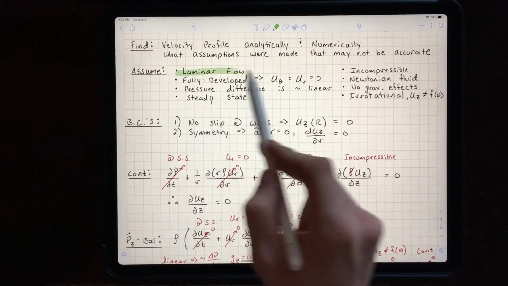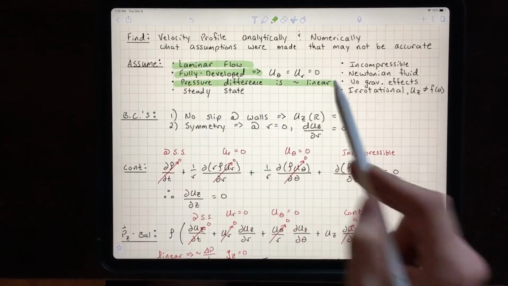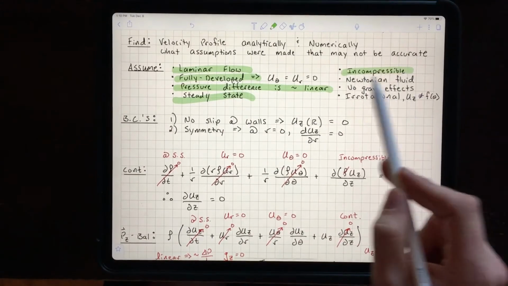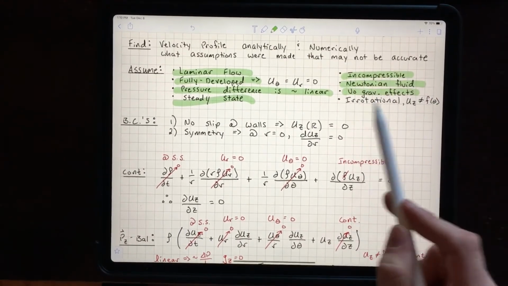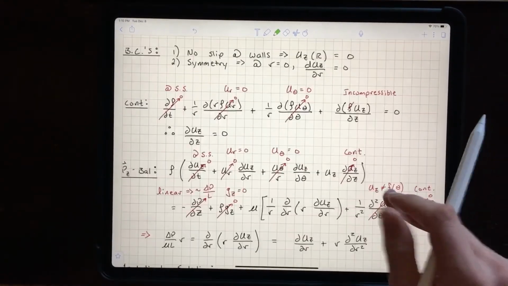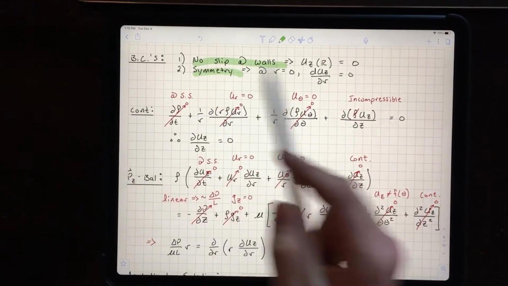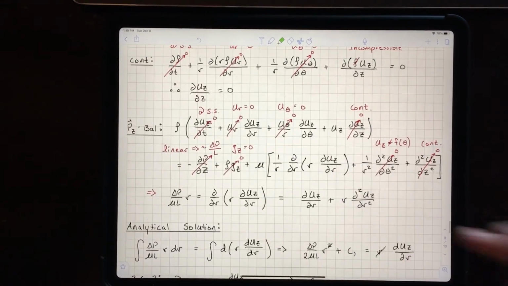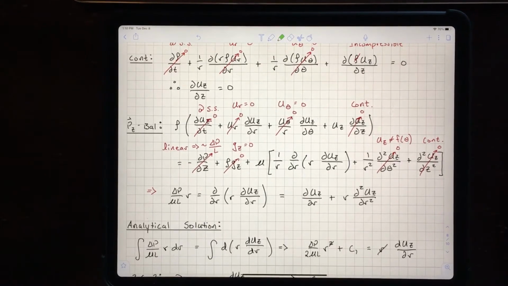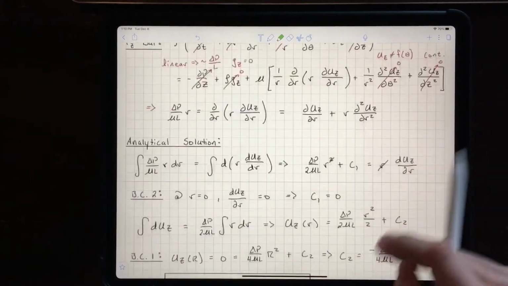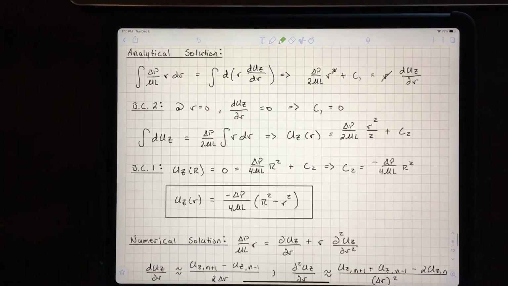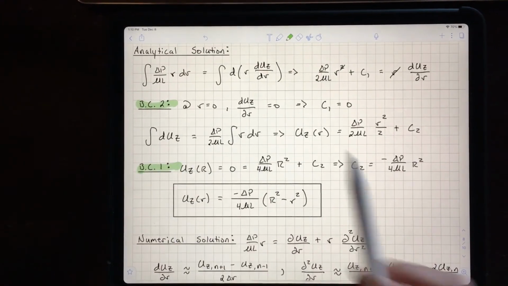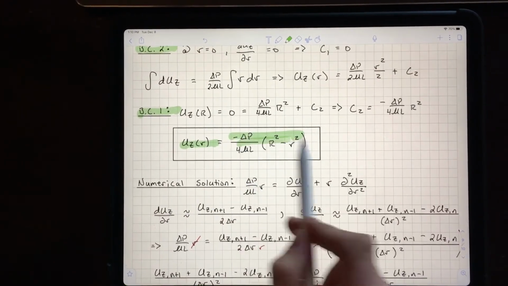We're going to assume laminar flow, fully developed, pressure difference is about linear, steady state, incompressible Newtonian fluid, no gravitational effects, and irrotational flow. Our boundary conditions are no slip at the walls and symmetry at the center of the pipe. We're going to apply these assumptions to the continuity equation and the momentum balance in the z direction, then integrate to find our analytical solution using our boundary conditions along the way, and here is the analytical solution.